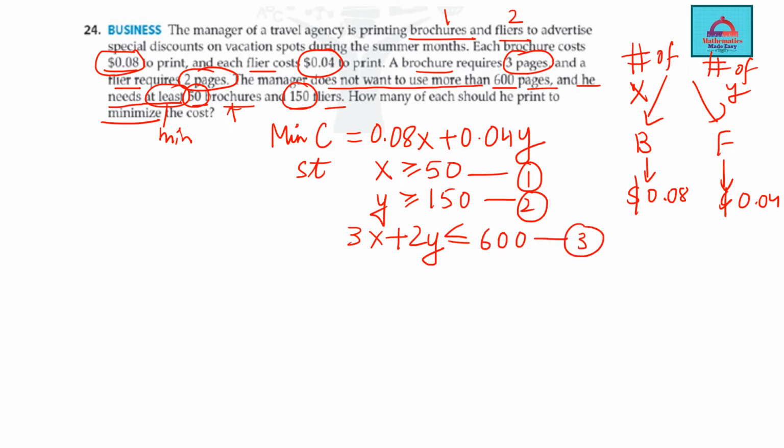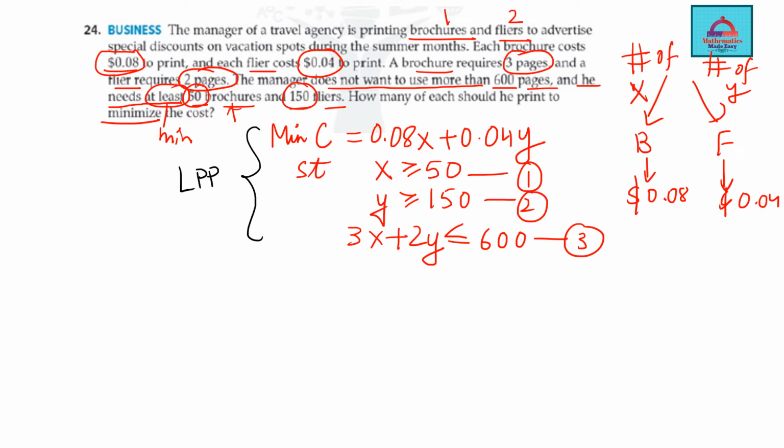That's condition 3. Okay, so have we used all the important information? Let's see. We used these numbers, we used the number of pages, and we used this also. So our linear programming problem is complete. This is the LPP. Now we need to find the feasible solution. We need to find the shaded region.